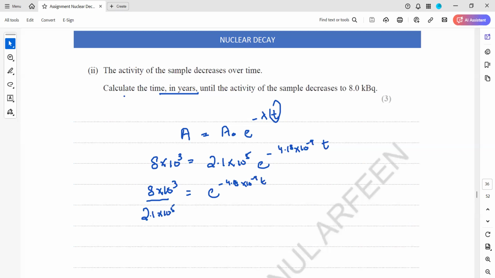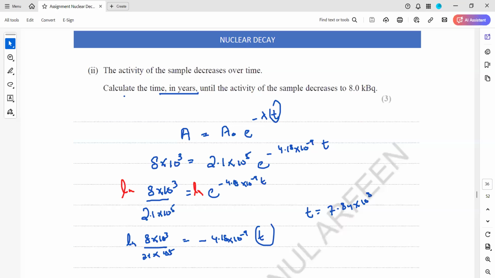We'll take ln both sides because when we take ln, e will cancel out. So we'll have ln of 8 into 10 to the power 3 divided by 2.1 into 10 to the power 5, and this will be minus 4.18 into 10 to the power minus 9 t. So if we need t, this whole will go there in division, we'll get the value for t. So t is about 7.84 into 10 to the power 8 seconds.